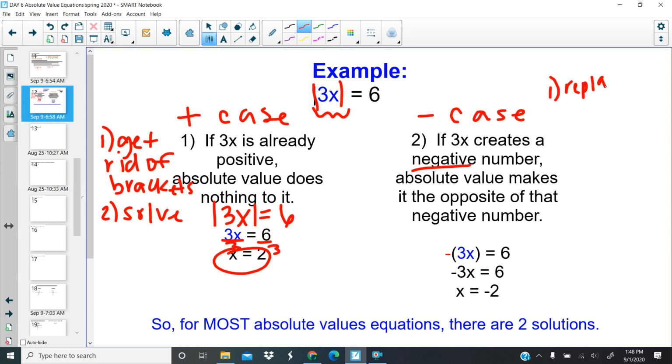On the other side, the negative case, basically to solve these, you're going to start by replacing the brackets with parentheses. And then you're going to put a negative in front of the parentheses.